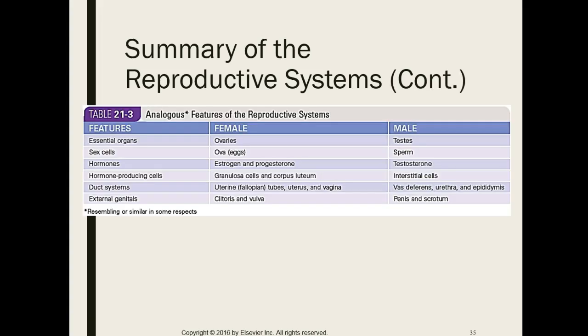And then this kind of gives an overview of the female and male reproductive systems. There's essential organs, sex cells, hormones, all that stuff.